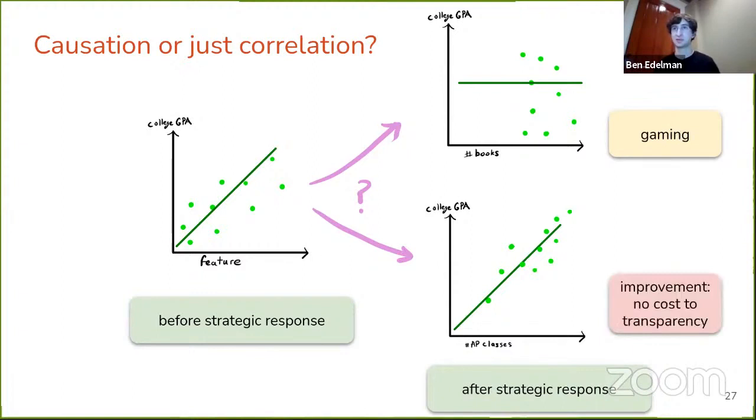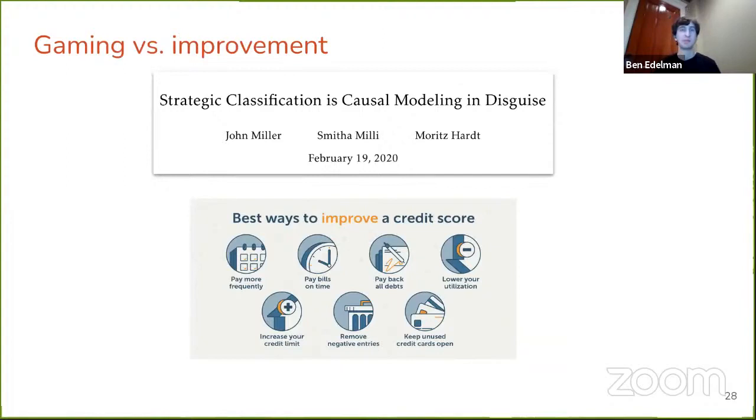There's this paper from this past year by Miller, Milli, and Hardt called Strategic Classification is Causal Modeling in Disguise, that makes the point that different features can be causal or non-causal, and we can make a technical distinction between gaming and improvement, both of which are examples of strategic manipulation in response to classifiers. And we have to really be aware of the causal situation if institutions want to make classifiers that are effective.